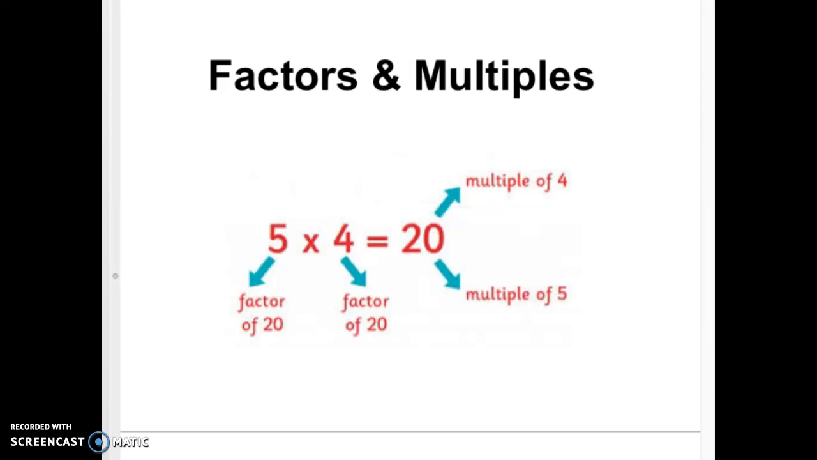In this lesson, I'm going to review what factors and multiples are. So in this example right here, we see a multiplication problem. The two numbers that you multiply together are called factors, and the answer that you get is a multiple.